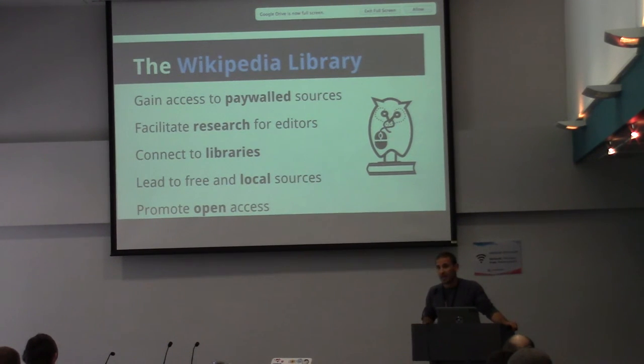It started very organically. Credo Reference, which is an aggregator of reference works, made a donation to the foundation, just offhand. They said, we'll give 500 accounts to some editors and you can use those sources on Wikipedia. And it's evolved over the years into a much larger program that now has five big goals. And the first goal is to help our editors get access to sources they otherwise couldn't afford.